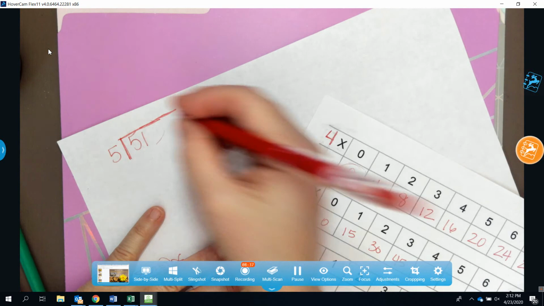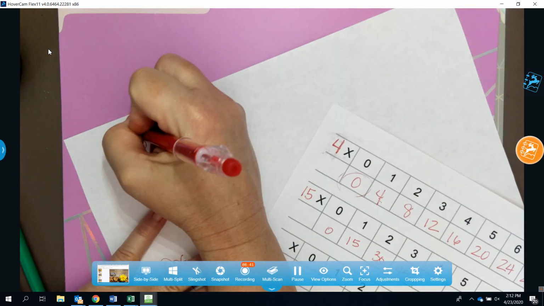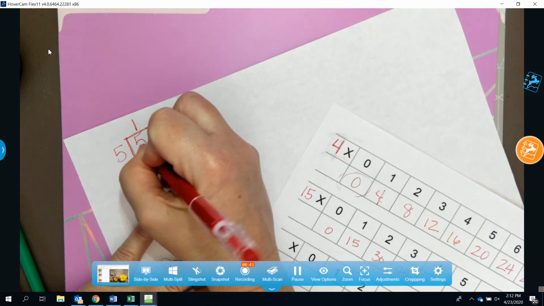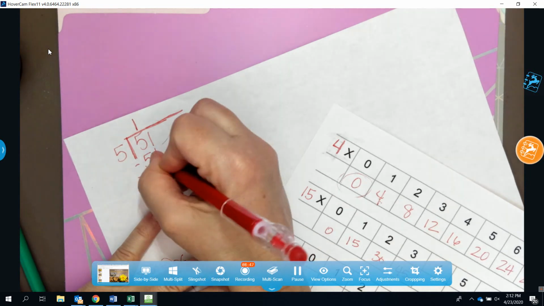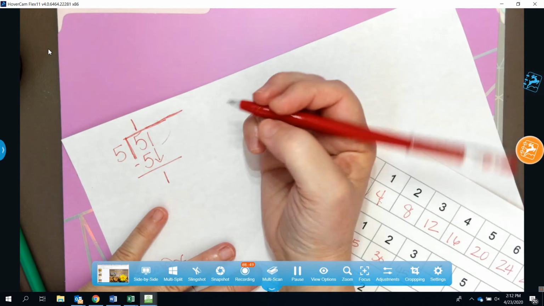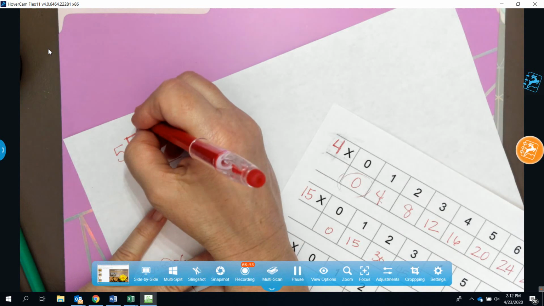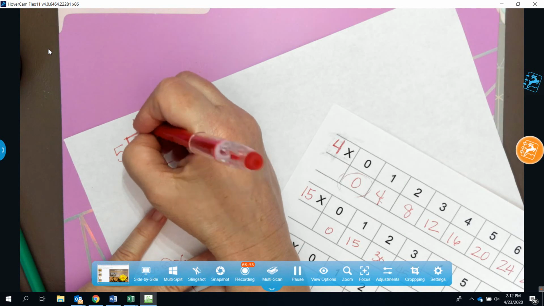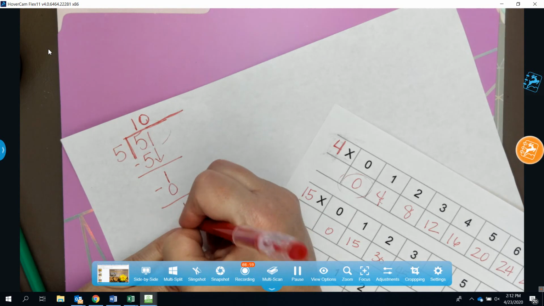So I'm going to help you with this one. I'm going to do this one with you. Ready? So 5 goes into 5 one time. 1 times 5 is 5. It would be 0. I bring down my 1. Okay. 5 goes into 1. It doesn't go into 1. 0 times. 0 times 5 is 0. Subtract. We still have 1.